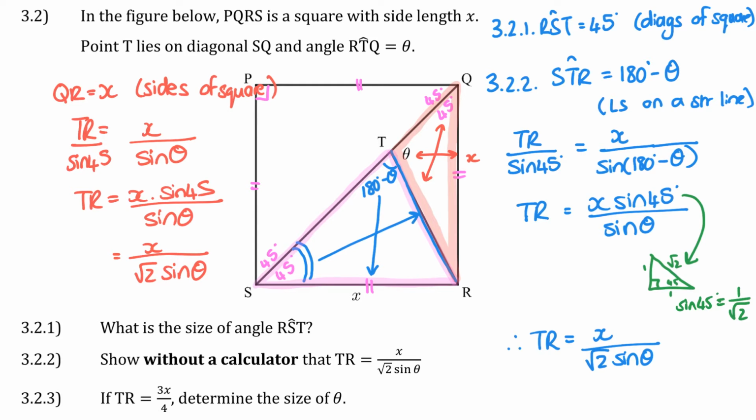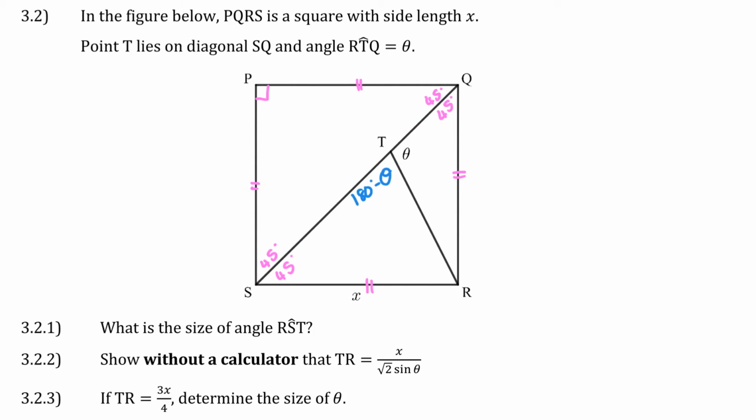So you could have used either of the triangles, either TSR, used with the reduction formula, or you could use TQR, and you wouldn't be using the reduction formula, but you'd have to state that missing side. So let's finish up this question. We've already done 3.2.1 and 3.2.2. And remember, if you couldn't get the answer for 3.2.2, you can still use the fact that you're supposed to find in 3.2.2 that TR is x out of root 2 sine theta. So now it tells me how much TR is. Remember, TR is this length here.